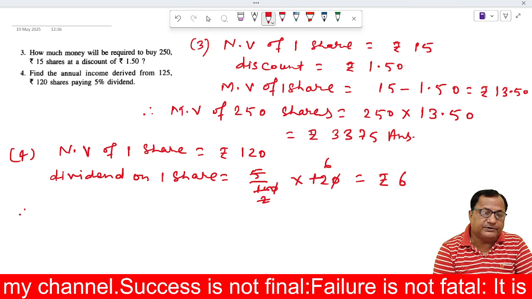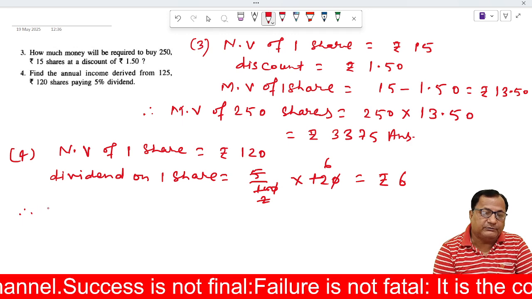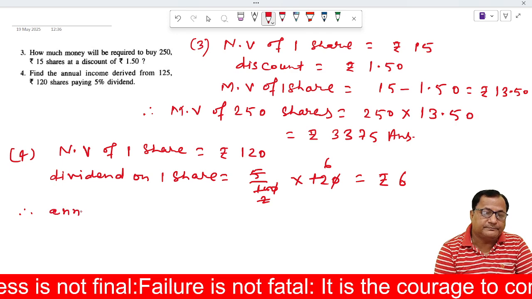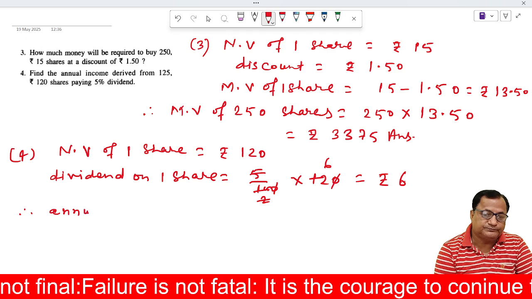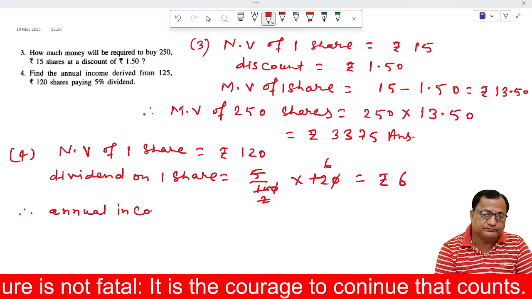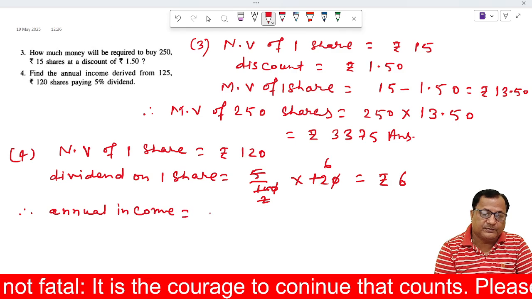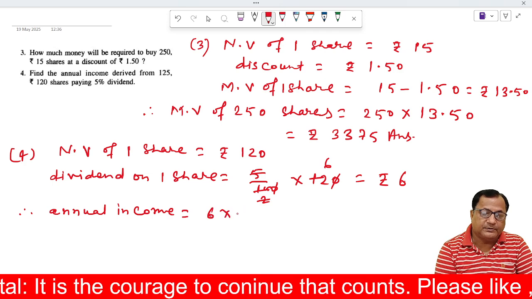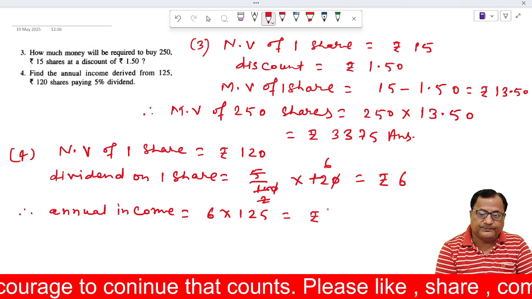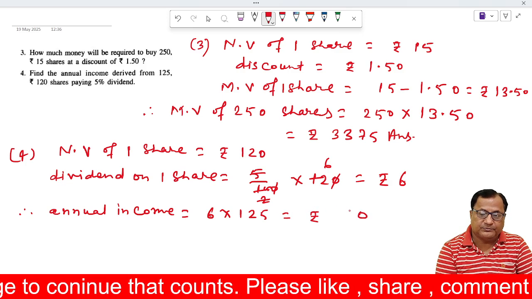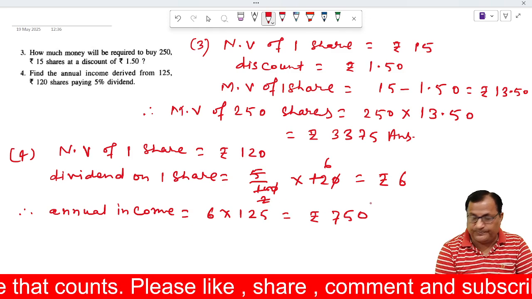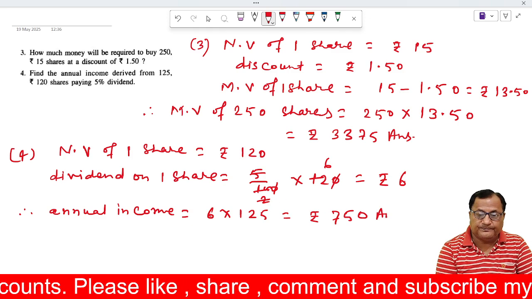So the dividend is annual, therefore annual income is 6 into 125, which is rupees 750. This is the answer.